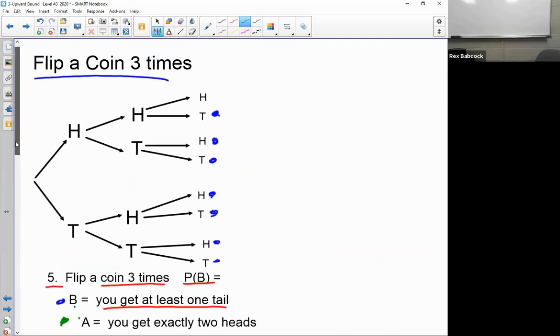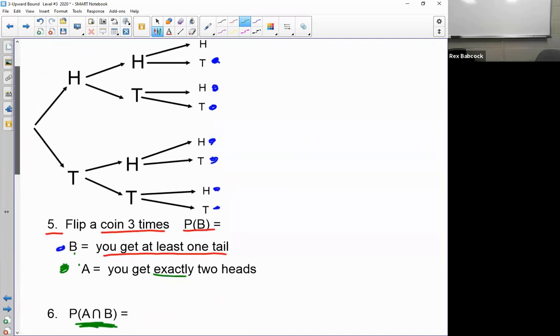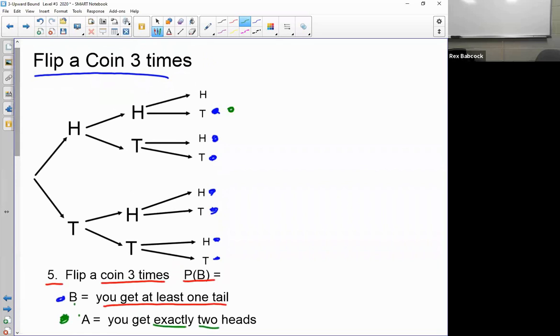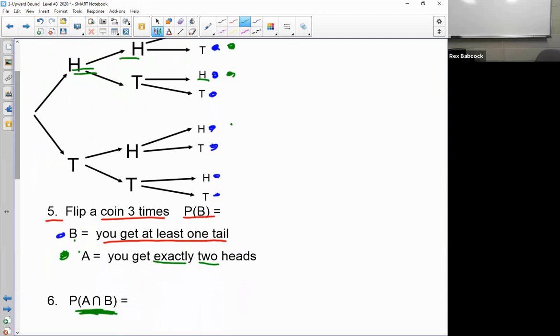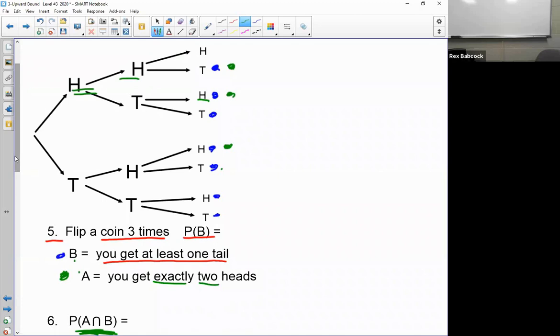Well, if I'm going to do A as a green dot at exactly 2 heads, right here's one of them. There's exactly 2. Right here's one of them. There's exactly 2. Not here. One right here. Not here. Not any of the rest of them. So on the exactly 2 heads, there's 3 out of 8.